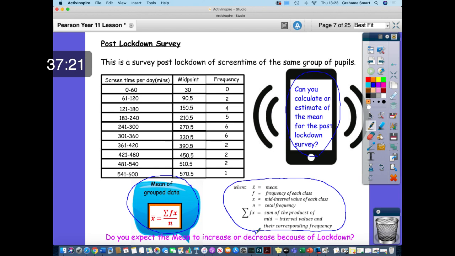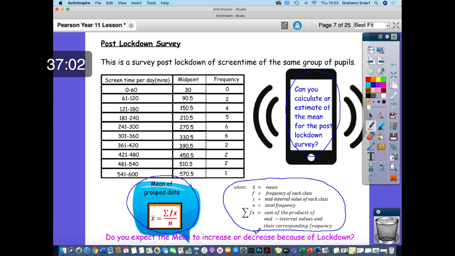Okay, so I'm going to ask you to have a go at that. Before you do that though, in your mind, make a decision now. Do you expect the mean to increase or decrease? So do you expect the mean screen time to go up or go down because of lockdown? And if you do expect it to go up or down, in your mind, how much? Roughly where do you think it will be?